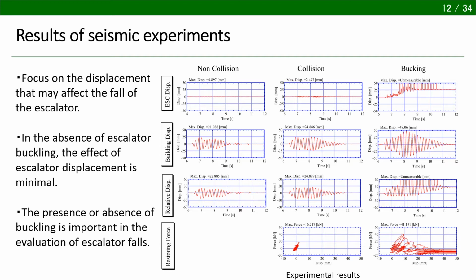Similarly, when a collision occurs, the relative displacement and the building displacement are almost the same. The displacement of the escalator is increasing, but it is negligible. In this case, the deformation has not reached yield displacement. However, when buckling occurs in the escalator, it cannot be ignored and affects the relative displacement.